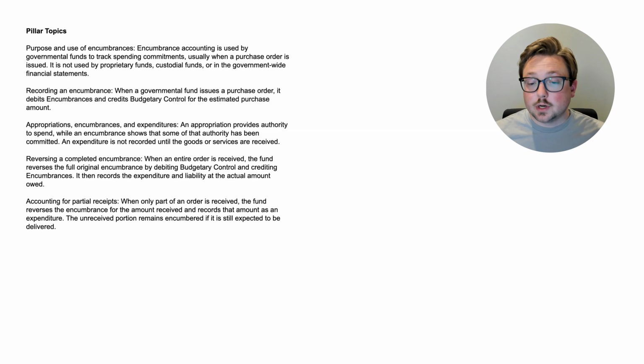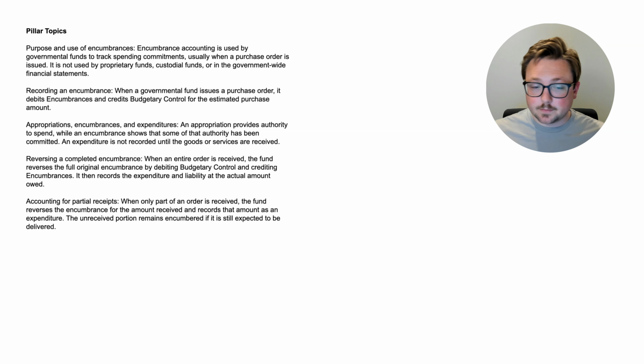Then there's reversing a completed encumbrance. When an entire order is received, the fund reverses the full original encumbrance by debiting budgetary control and crediting encumbrances. Again, they just totally reverse it. It then records the expenditure and liability at the actual amount owed. So it's 2 separate journal entries, and there's not a journal entry for the difference between them. You just reverse the entire encumbrance, and then you record the expenditure.